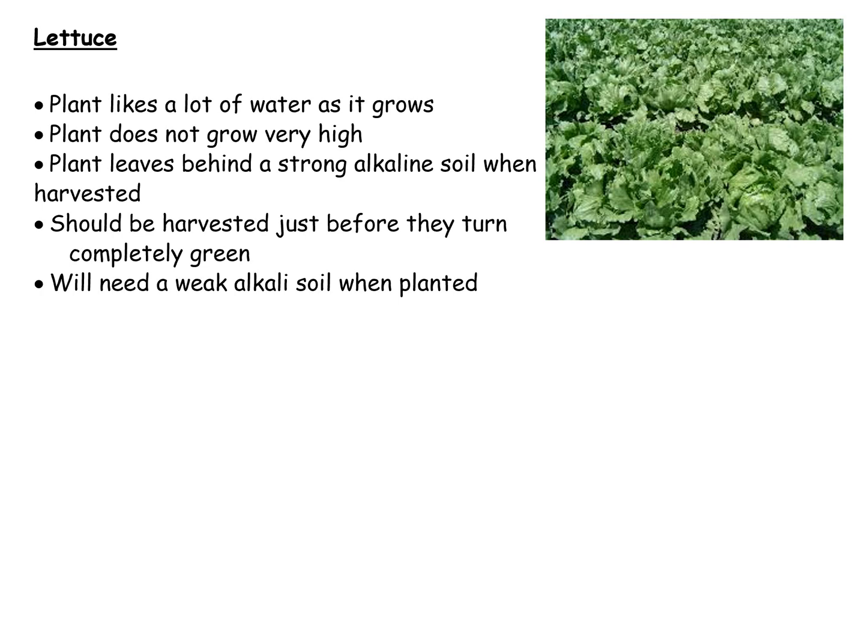Lettuce. The plant likes a lot of water as it grows. The plant does not grow very high. It leaves behind a strong alkaline soil when harvested. And it should be harvested just before they turn completely green, and will need a weak alkaline soil when planted.